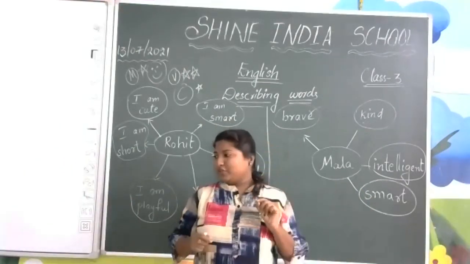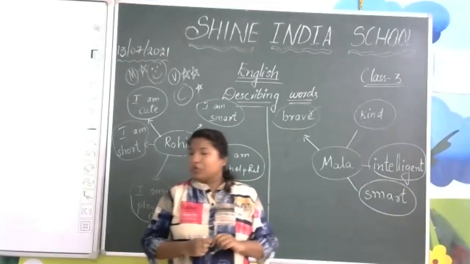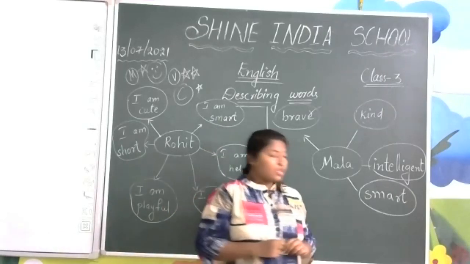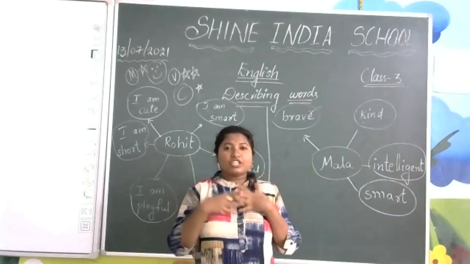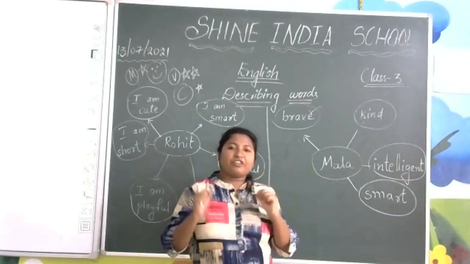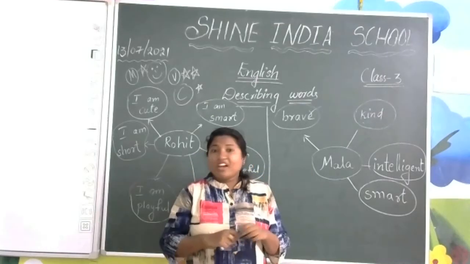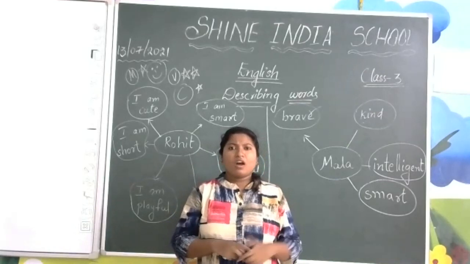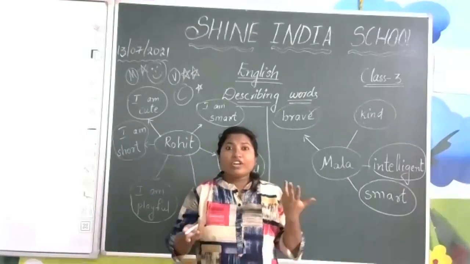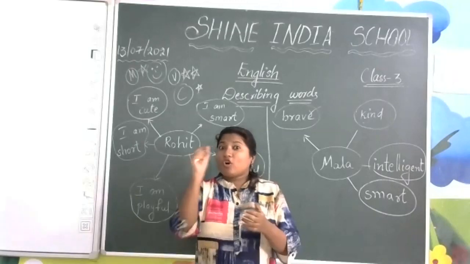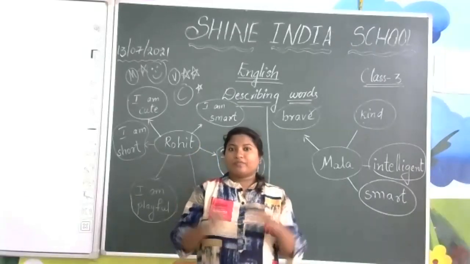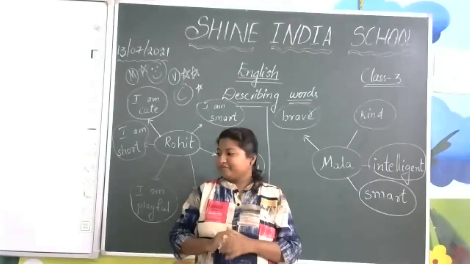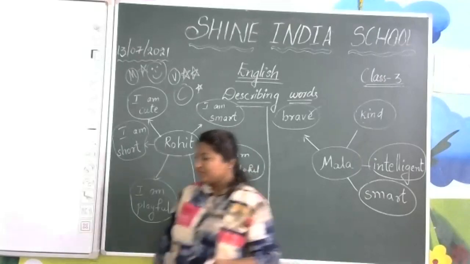Okay. One clue I will give. I will give one hint to you to tell the correct answer. Smart and intelligent means being very active, right? But Mala did not go to school and sit in the school. She used the pot. What did she do with the pot? Tell me.